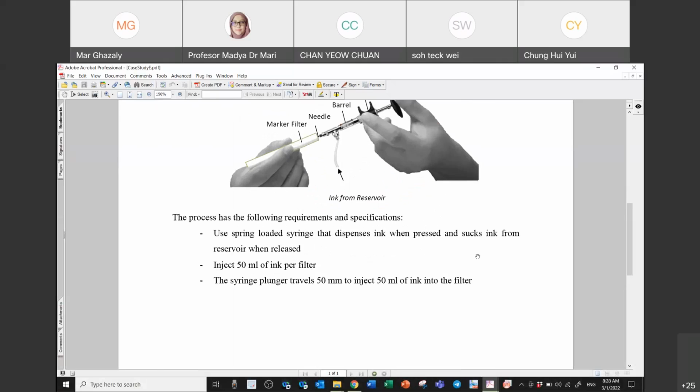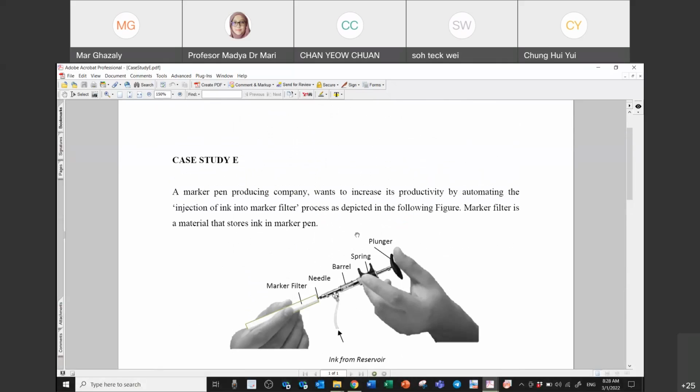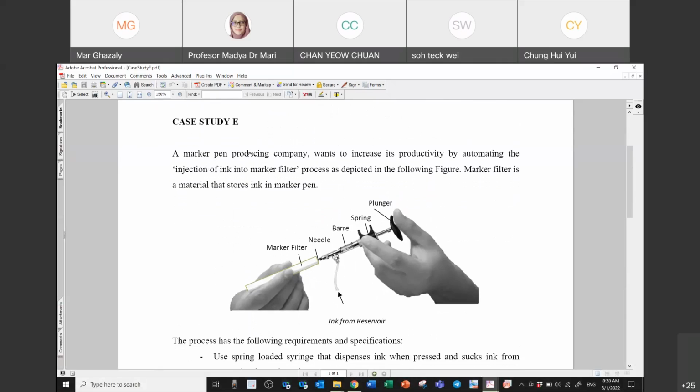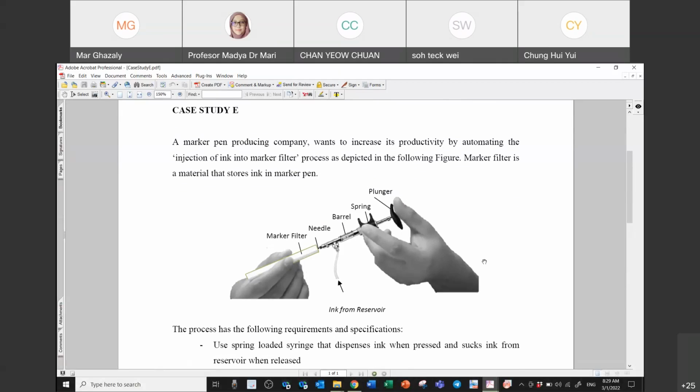So let's go through what the case study is about. A marker pen producing company wants to increase its productivity by automating the injection of ink into the marker filter as depicted in the following figure. Marker filter is a method that stores ink in a marker pen. Imagine that the figure shown here is done manually.